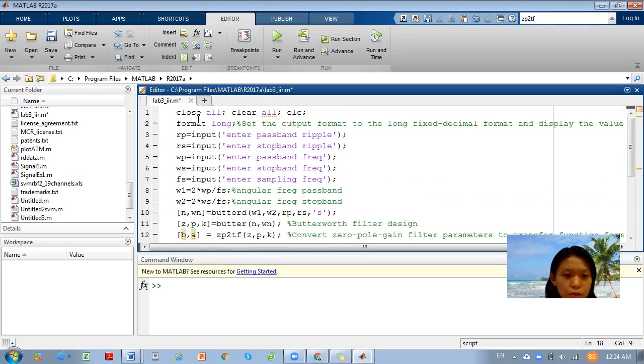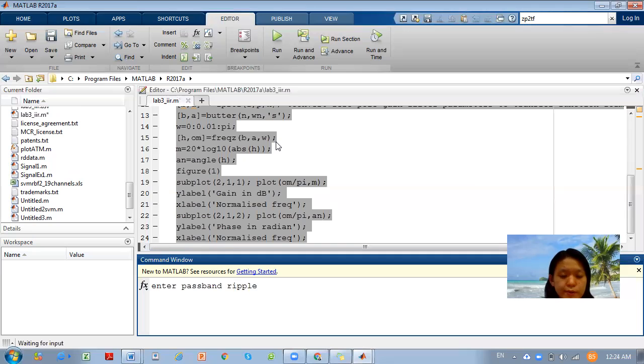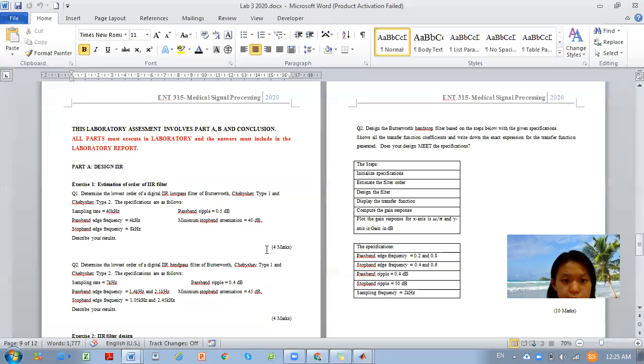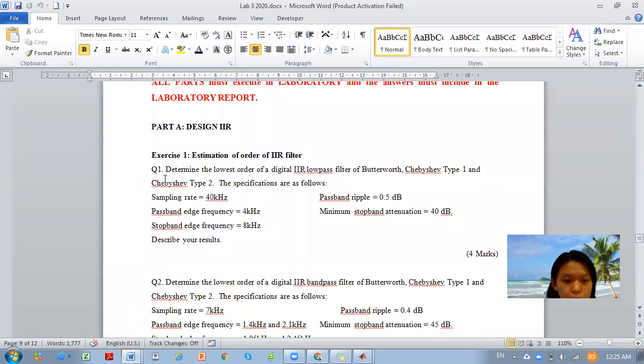So you can try here now. We select it and right click, evaluate. Okay, so now you have to enter. The first question they will ask is what is your reference. So by referring to the questions, now we go to the question. Okay, this is the question. Determine the lowest order of this low pass filter for Butterworth, Chebyshev type-1 and type-2. So now we are doing it for Butterworth.